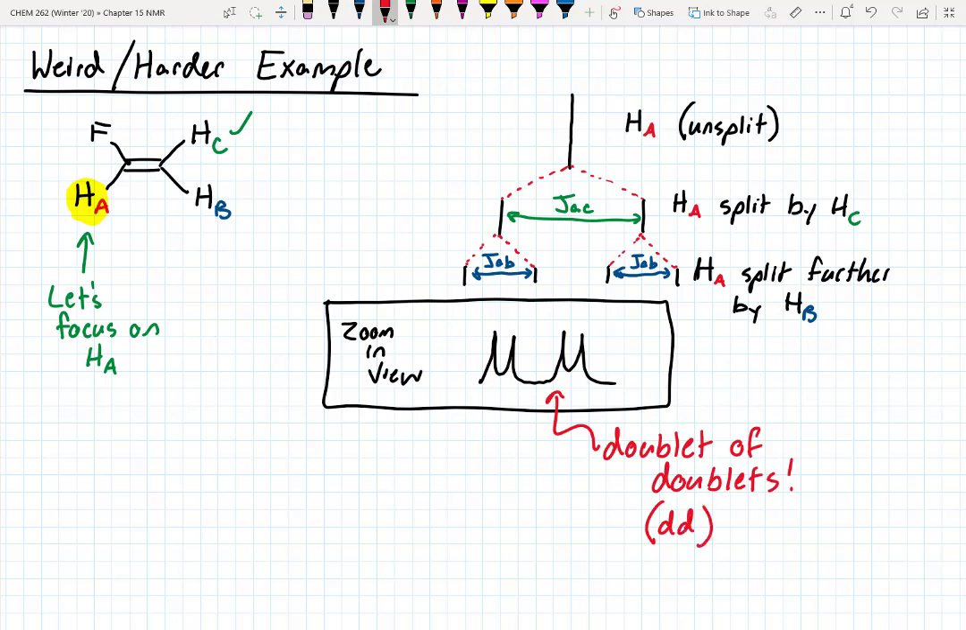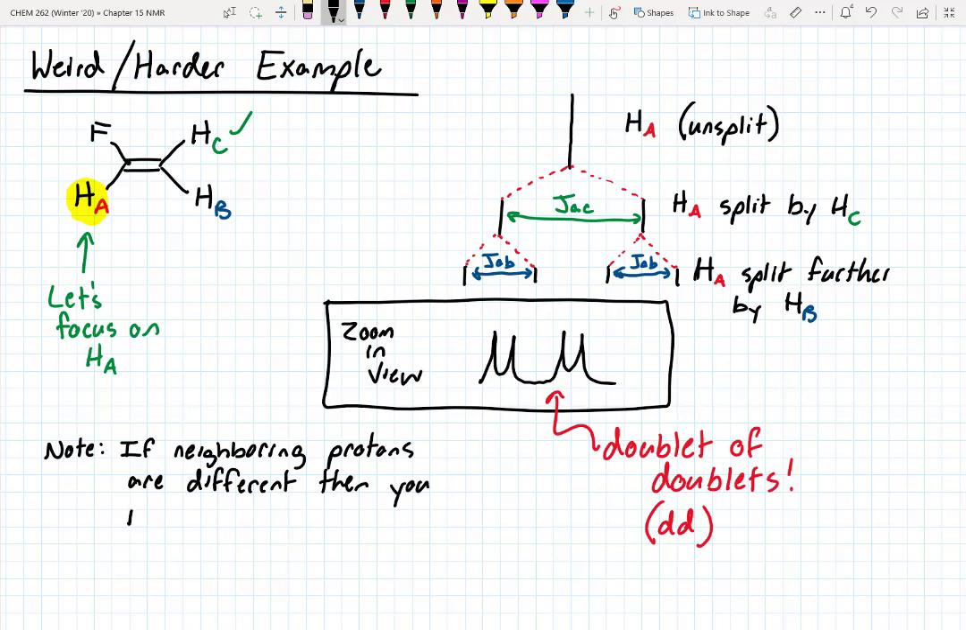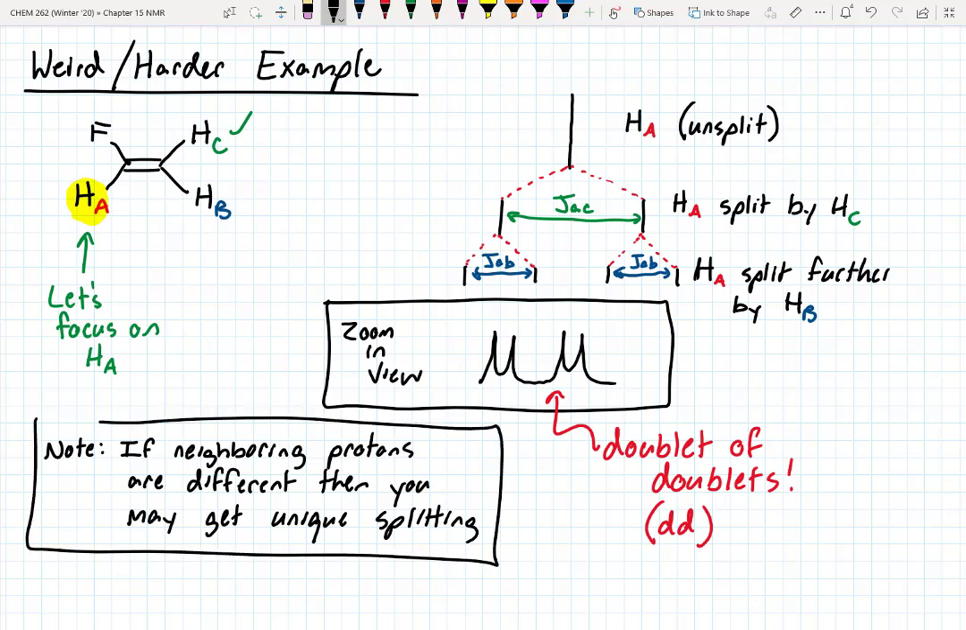Oftentimes this is just abbreviated as dd. Sometimes you get doublets of triplets, sometimes you get doublets of quartets, sometimes you get triplets of doublets. It really just depends on the unique situation that we're looking at. But it is something that I want you to be aware of, and I want to make a note here. If neighboring protons are different, then you may get unique splitting. So in this case, we're getting kind of unique splitting where we've got doublets of doublets.